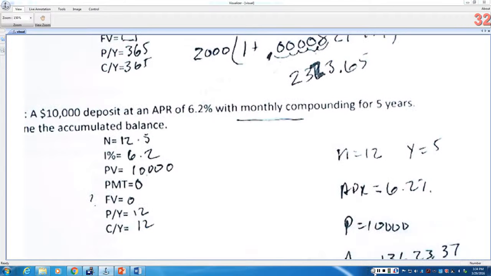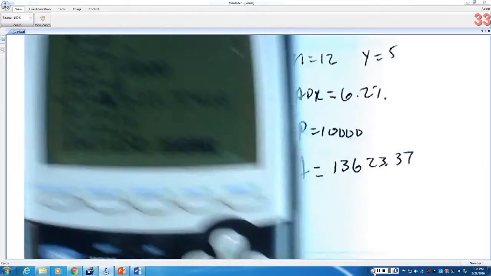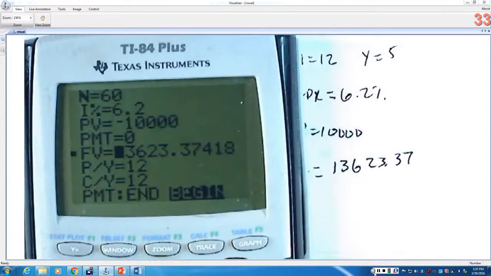13,623.37. That's correct. Okay, so that is the answer. That's the amount. Are there any questions on this? Now, I'm going to give you paper that I would like you to fill out and turn to me, and then we'll continue on what we were doing, okay?